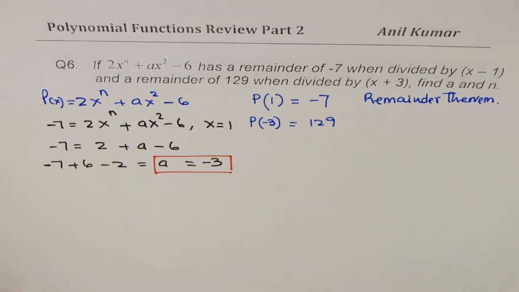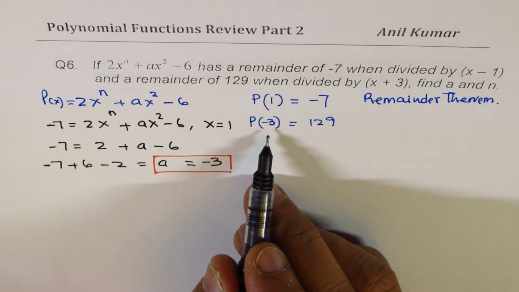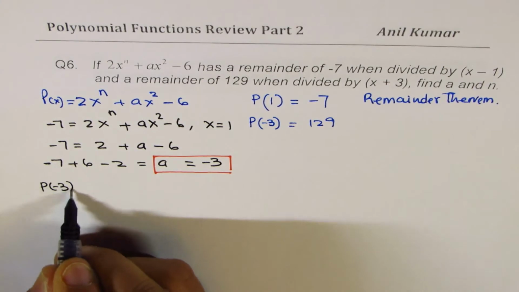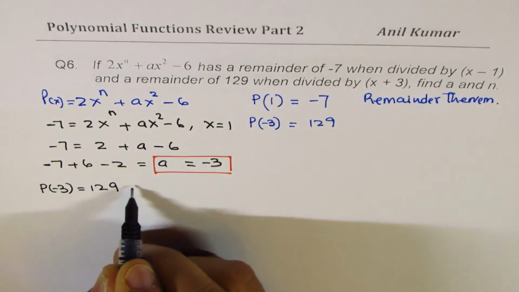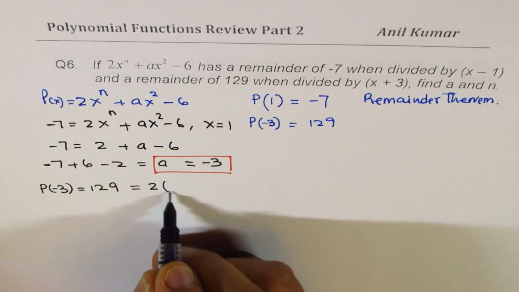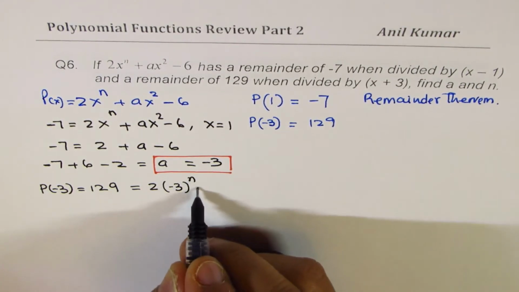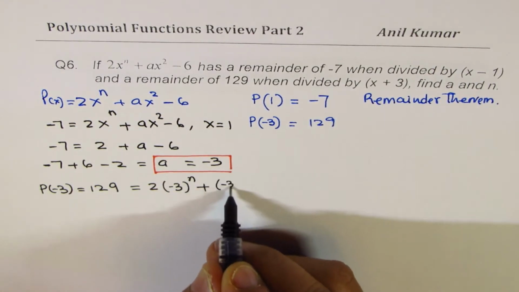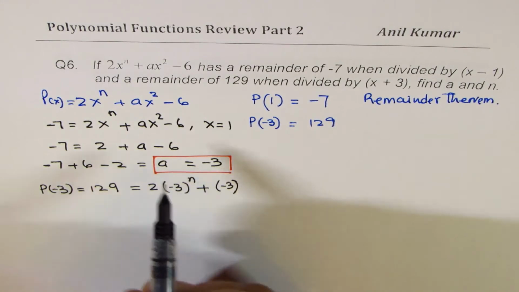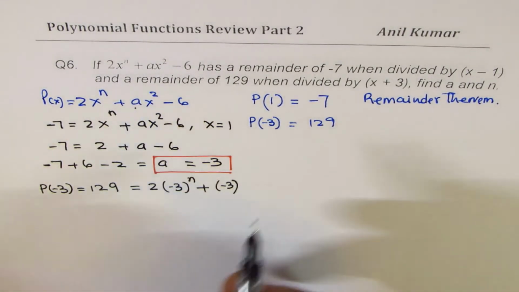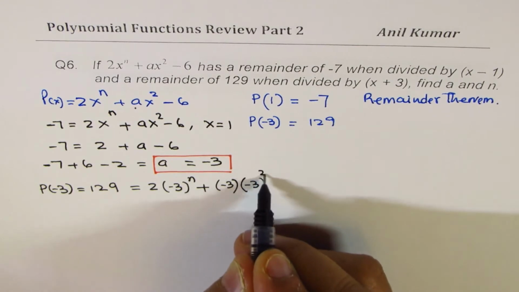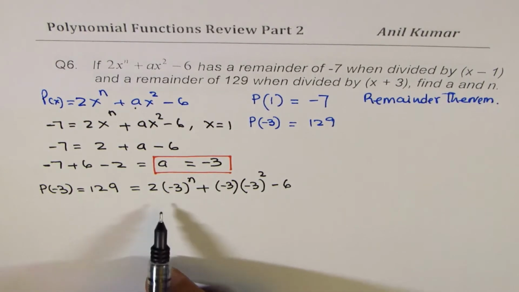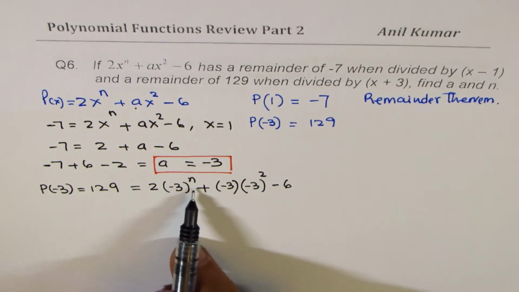Now let us substitute minus 3 and get the other equation. So when I substitute minus 3, we get p of minus 3 equals to 129, which should be equals to 2 times minus 3 to the power of n plus a. A is minus 3. So I'm substituting minus 3 for this value of a, right? X squared, x is also minus 3 squared, minus 6. So this is our second equation, where the only unknown is n. Now we can easily find n, right?